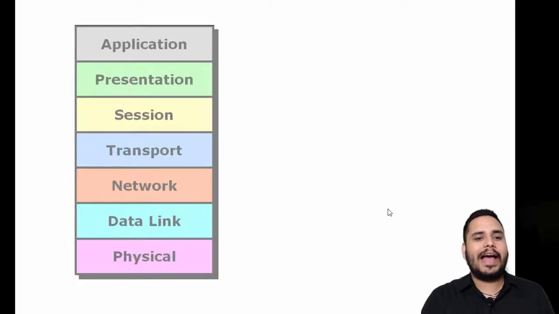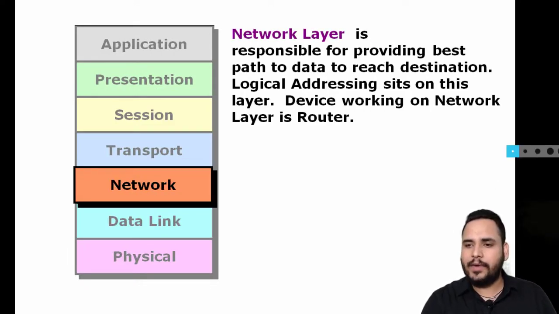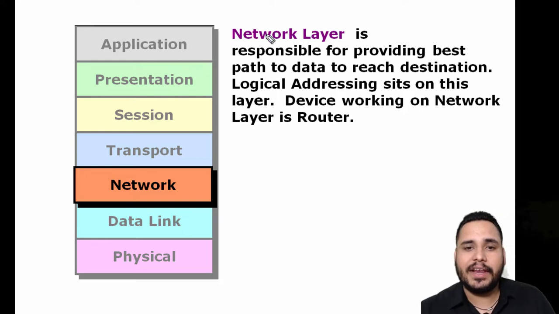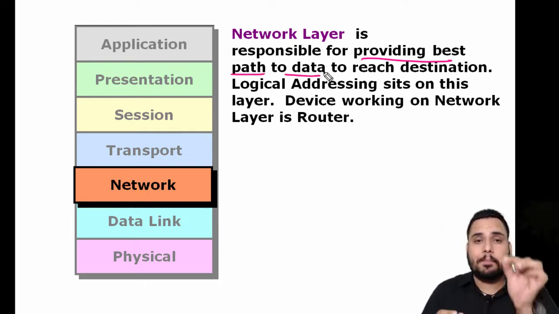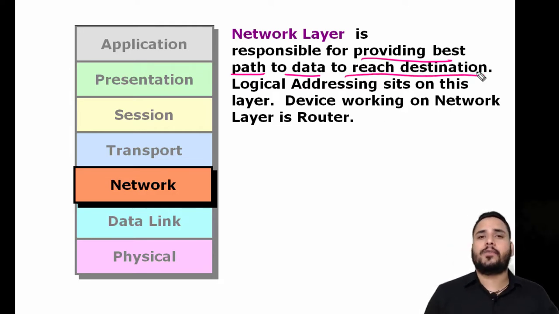Now what is the exact meaning of the network layer? The network layer is basically responsible for, listen carefully, providing the best path to data. It is providing the best path for data to reach its destination. This layer is responsible for providing the path. You can say it is used to define the path. It is used to define the route actually.